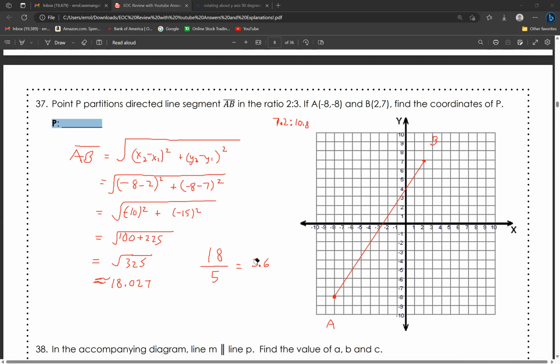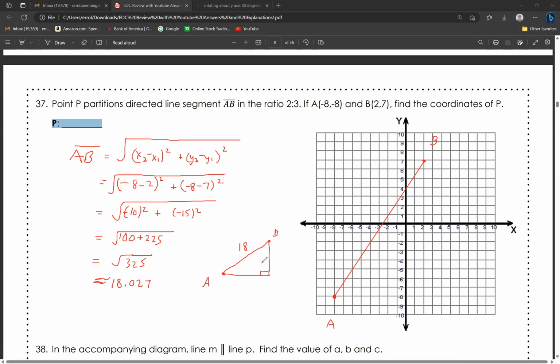Point P partitions directed line segment AB in the ratio of 2 to 3. Okay, if the whole line segment is 18, just say it was 18 exactly. Hold on a second. Let me erase this. Okay, so let's draw a smaller triangle right here. The hypotenuse is 18, right? This is A right here, and this is B.